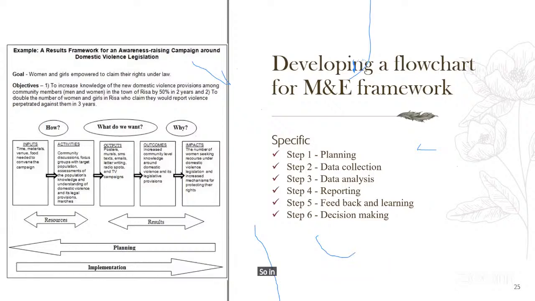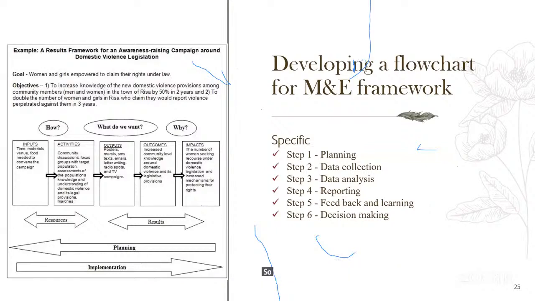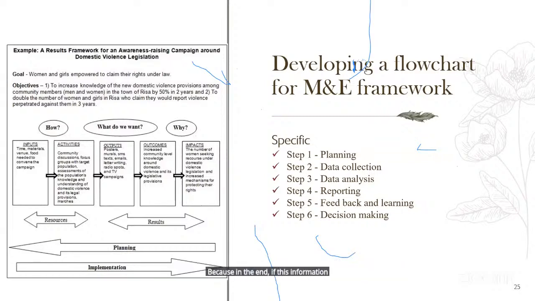So in decision making, you are expected to look at how policymakers use the M&E findings to inform those decisions. So from what we have found, we are now thinking, how are the policymakers going to use these M&E findings to inform their decisions? Because in the end, if this information is not communicated to the policymakers, those ones who then say in parliament that we have passed this policy as a guide to do A, B, C, D, and if we just end it with research and what we are doing in the field, then it doesn't work.